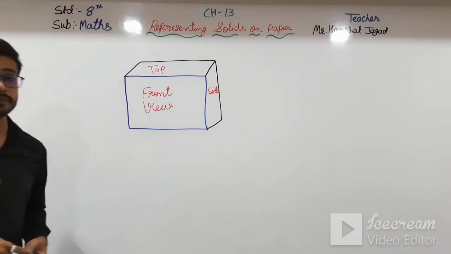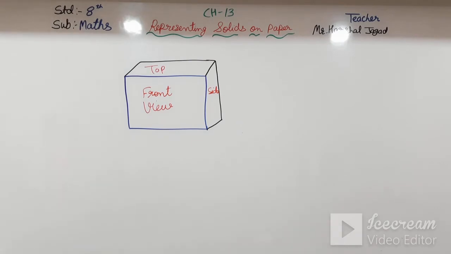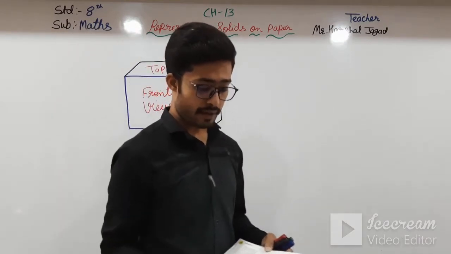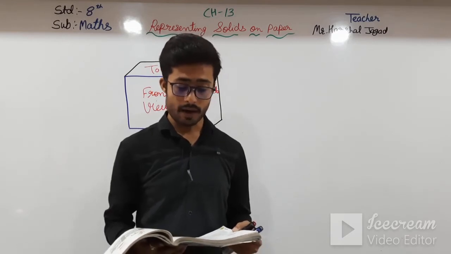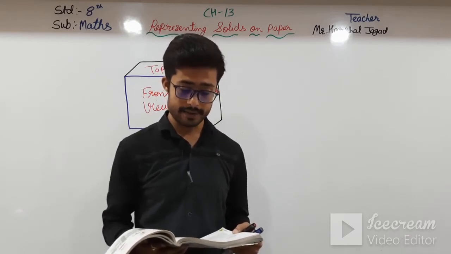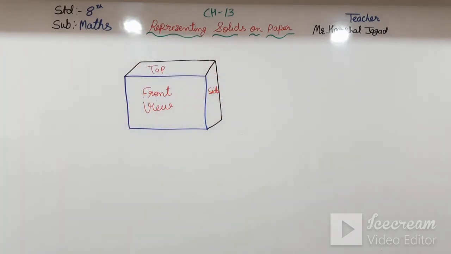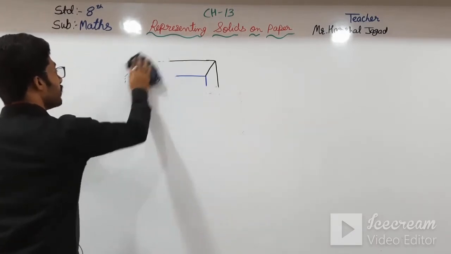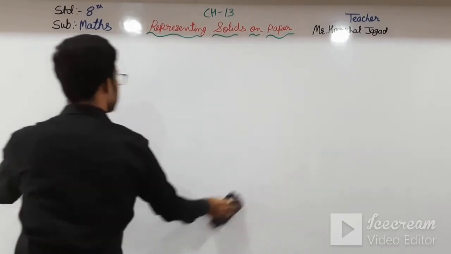Okay students, now moving further, so see here, example number one is given. Consider the following 3D objects and observe how the different views are represented. So let us see students this. So first of all, the house view is given. So see here, I am just trying to draw this, but I don't think it will be drawn like this.